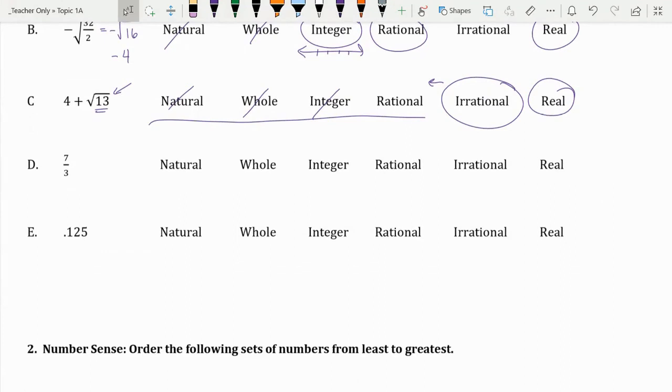Okay, how about D? So it's real. It's either going to be rational or irrational. It is written as a fraction and it doesn't simplify. So it's still going to be rational because it can be written as a fraction, but it's not an integer, whole, or natural number. So the only classifications here are going to be rational and real. 0.125 is real. Even though it's a decimal point, I can write this as a fraction because it terminates. Anything that terminates is going to be rational. It is not going to be an integer, whole number, or natural number because it is that decimal. So again, this is another one where it's just rational and real.